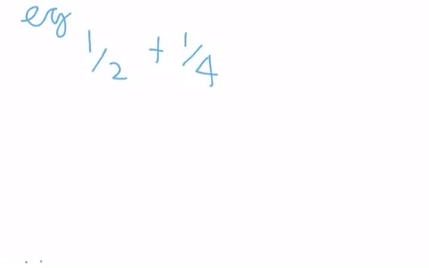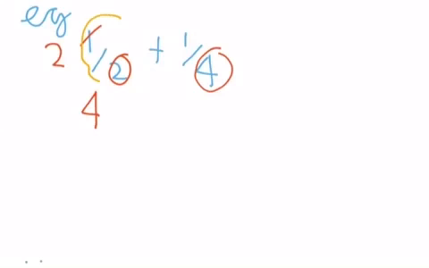In this case, we've got a denominator of 2 and a denominator of 4. What can I do here? I can change that 1 over 2 by multiplying both the bottom and the top by 2. If I make the bottom into 4, how do I get to 4? 2 times 2 is 4. If I do that to the bottom, I've got to do it to the top, so the 1 will become a 2. So we've got 2 over 4 now, plus 1 over 4. This 1 over 2 and the 2 over 4 are equivalent fractions.